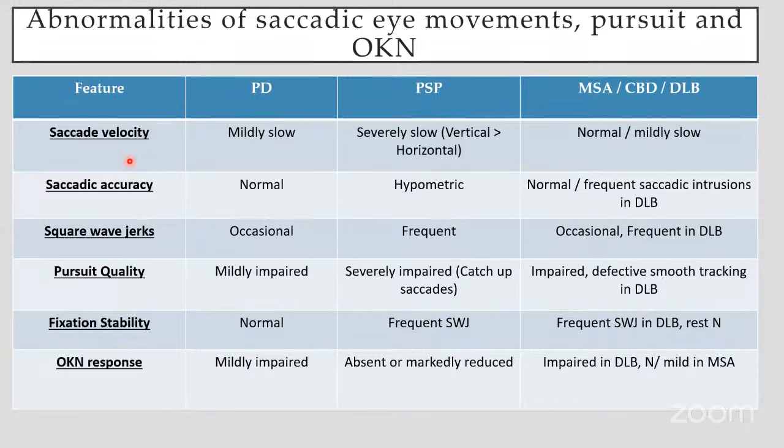So saccadic velocity, I think we have discussed this, ma'am. Shall I move forward? Saccadic velocity will be mildly slow in PD, but severely slow in PSP. And saccadic accuracy will be hypometric in PSP. Square wave jerks are also seen frequently. Pursuit quality is severely impaired. There will be catch-up saccades, so saccadic pursuits will be seen. Fixation instability is frequent. And OKN response will be absent in PSP and impaired in DLB.